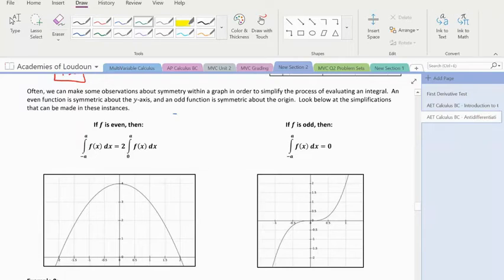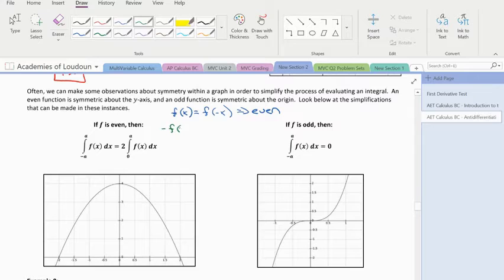Okay, so as we talked about in class the other day, we can often make some observations about symmetry within a graph in order to simplify the process. So we know that an even function is symmetric about the y-axis, or f of x is equal to f of negative x, which defines an even function.